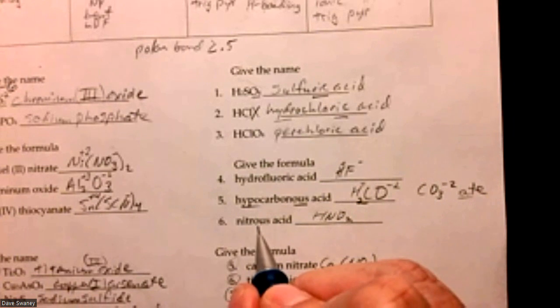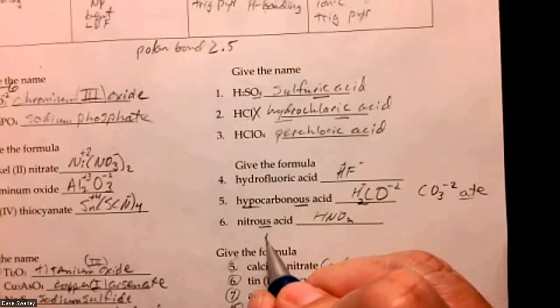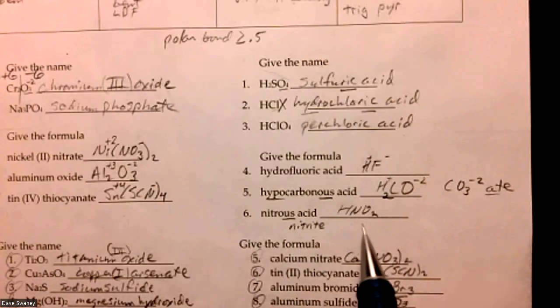Nitrous acid, the ous means you're using nitrite, which is one fewer oxygen than nitrate. Nitrate on your ion chart is NO3 minus 1. But I'm using nitrite, so I'm using NO2 minus 1, and that means it can only handle one H plus on the front.